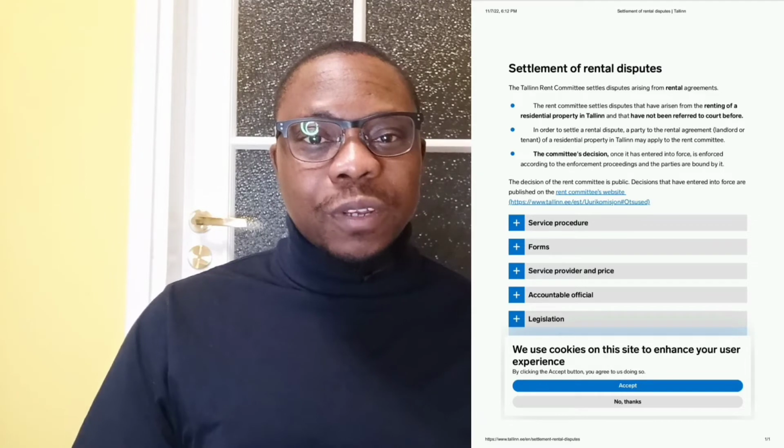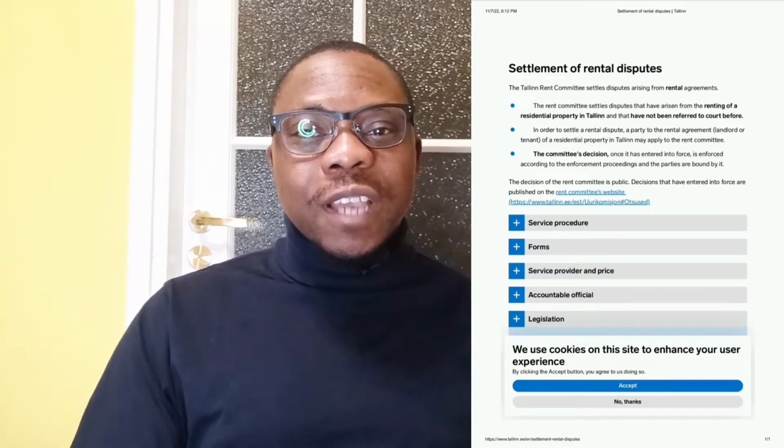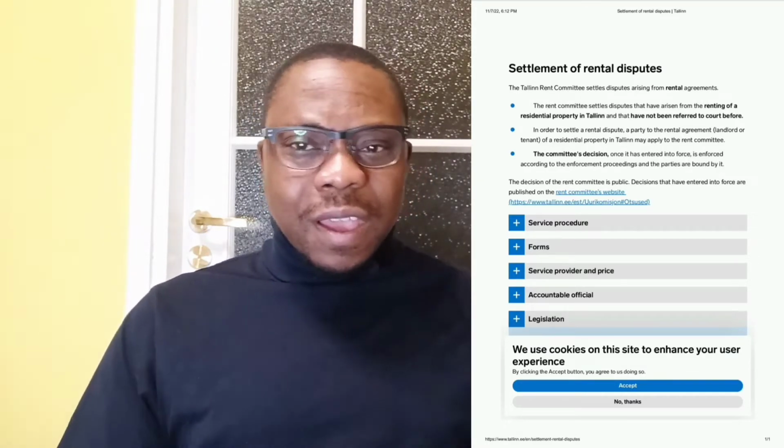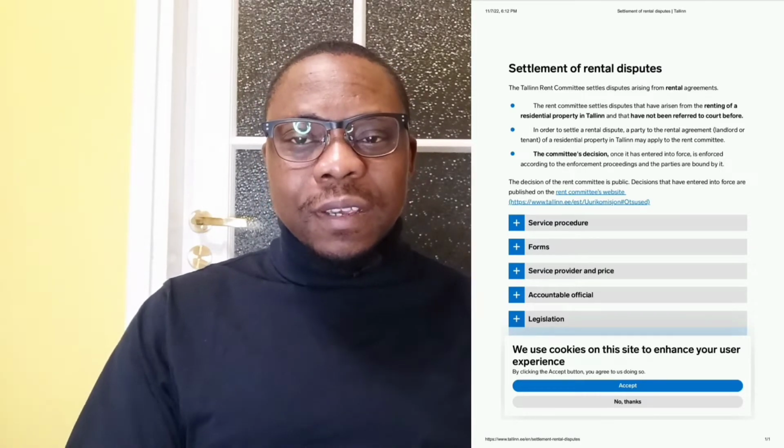So the first website where you can get information on how to settle rental disputes, most especially if you are living in Tallinn, is the settlement of rental disputes website. The website is majorly for trying to make an amicable settlement between the landlord and the tenant.